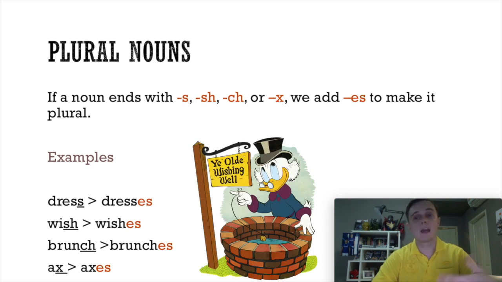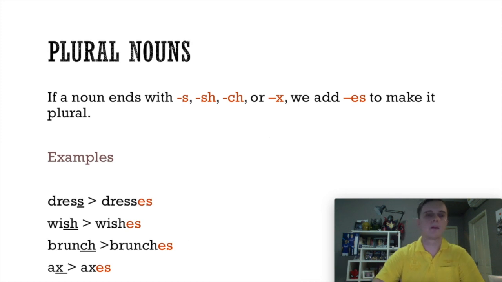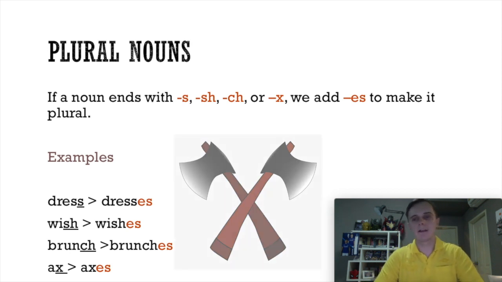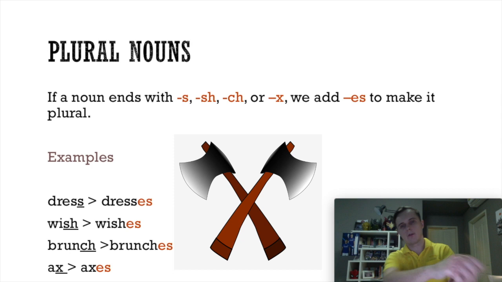Wish, like make a wish, ends with a sh sound. We don't put an s to make wishes. We have es, wishes. Brunch. Do you know what brunch is? Brunch is like a meal that you have later than breakfast, but earlier than lunch. So a plural of brunch, if you have brunch every day, you have brunches, es. Axe, do you know axe? Like to cut down a tree. You add es to axe to make axes.